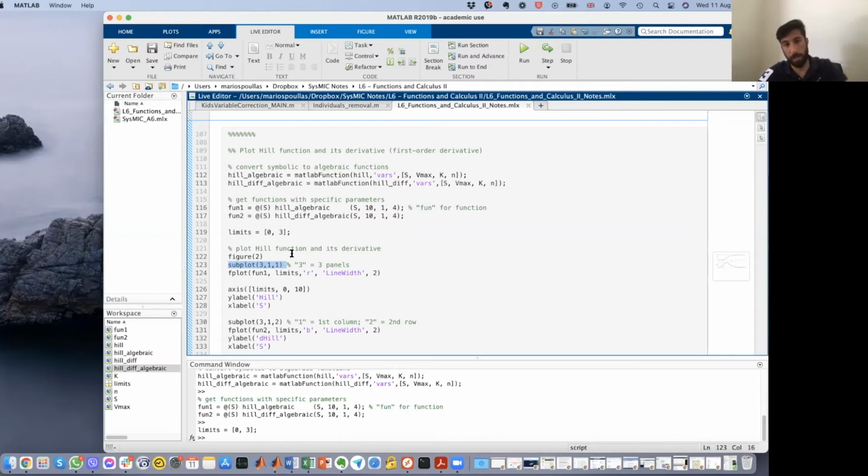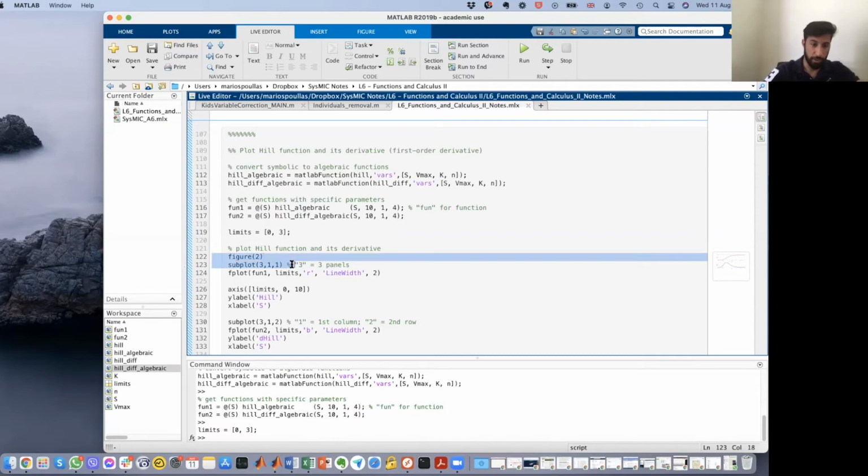In the normal form, the Hill equation in the normal form, and the second is going to be in the first derivative. I'm creating 3 panels because later on I'm gonna create the second derivative as well, and I'm gonna place it there. Let's see how it looks.